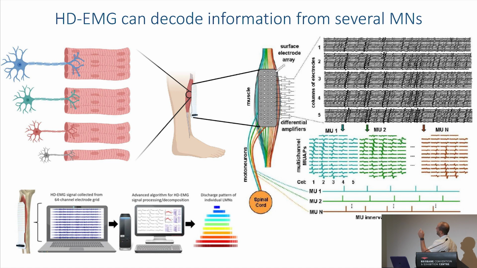Again, we place electrodes on top of the muscle, which picks up the electrical signal. That electrical signal goes to the computer, which has an algorithm that's able to detangle all the data. It's quite complicated.